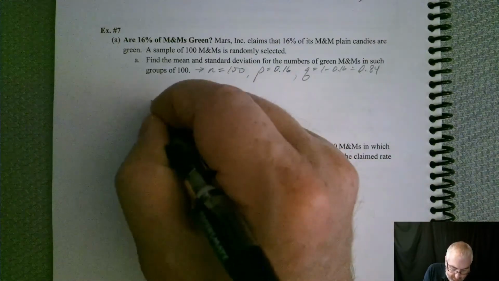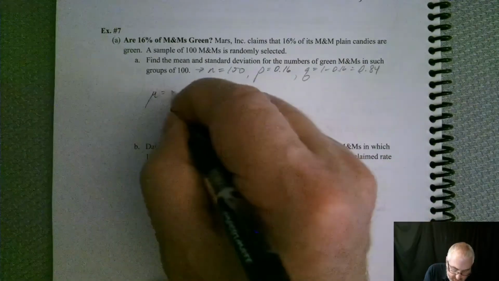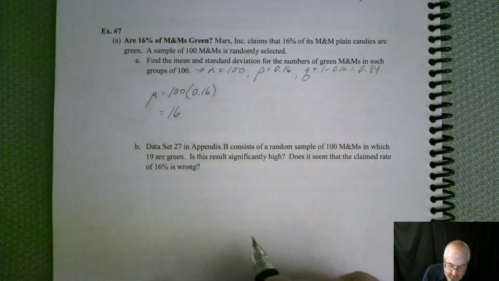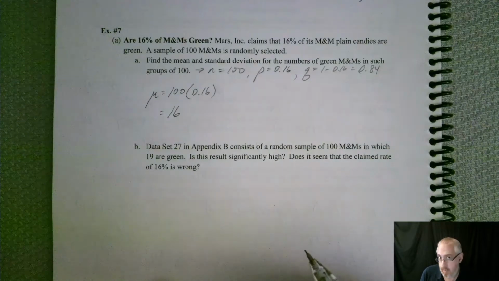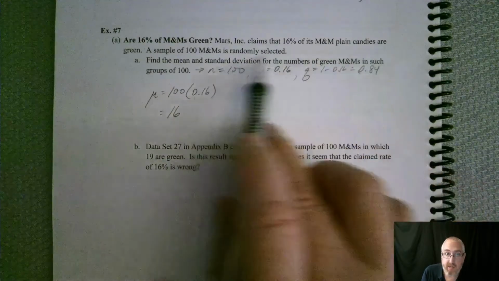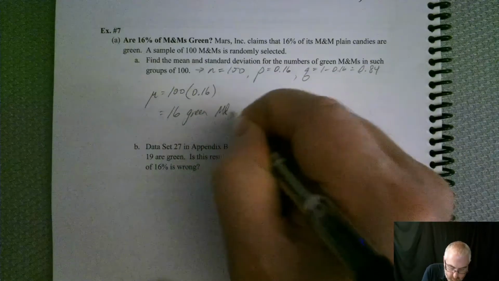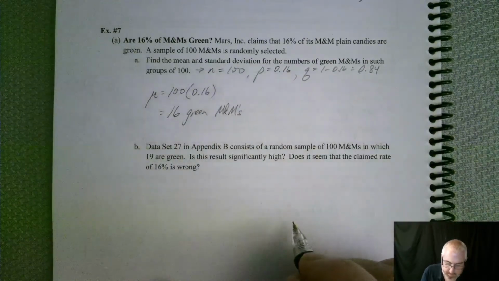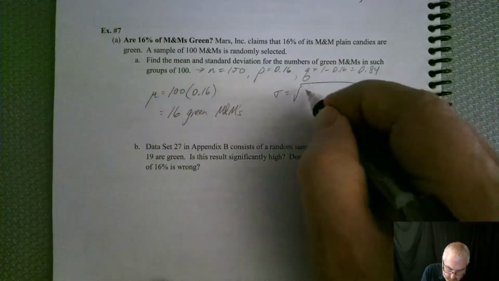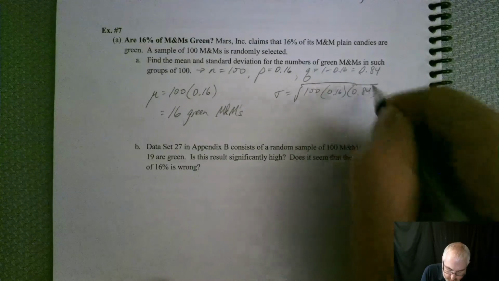So let's look at our mean first. So we got n times p, 100 times 0.16, which is equal to 16. 16 what? Remember, it claims that 16% of its plain M&M candies are green. So this would be green M&Ms. All right. And then for standard deviation, so we got the square root of 100 times 0.16 times 0.84.